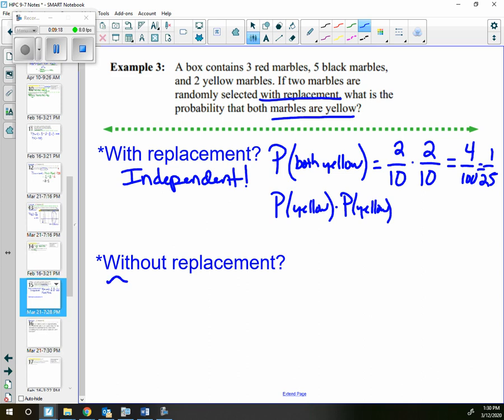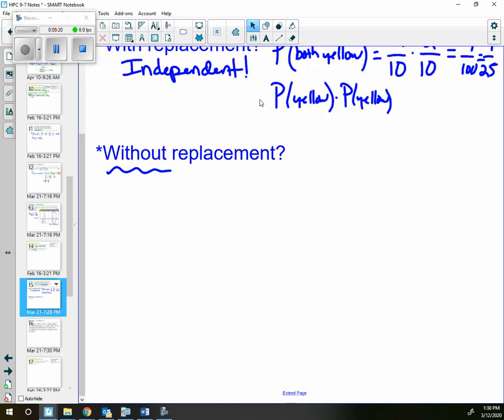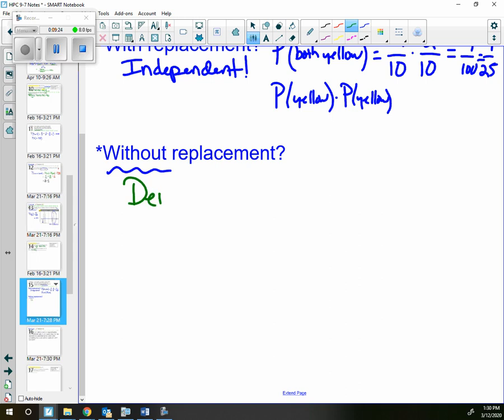How would it be different if I say without replacement? Well, without replacement means that I didn't put it back in. We would call that dependent. That means what I draw first is going to affect what I have left to draw next. So if I don't put the marble back in the bag, I have fewer to choose from. So when I talk about that probability, it's going to be a little bit different.